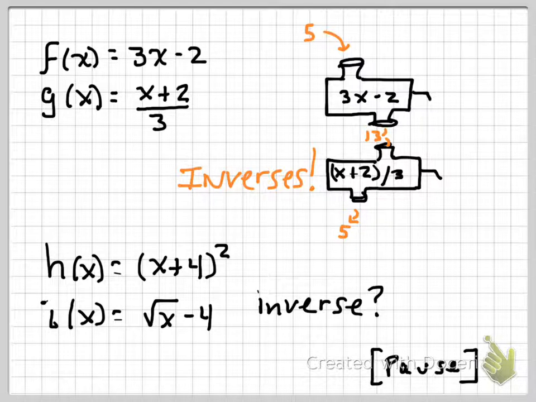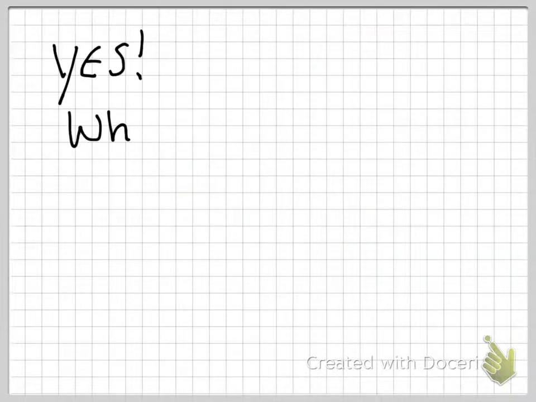Alright, what I did is I plugged in a number such as 6. 6 plus 4 is 10. 10 squared is 100. Take that output, put it into the i of x. The square root of 100 is 10. 10 minus 4 is 6. So we ended with the same thing that we started with. So yes, these are inverses.